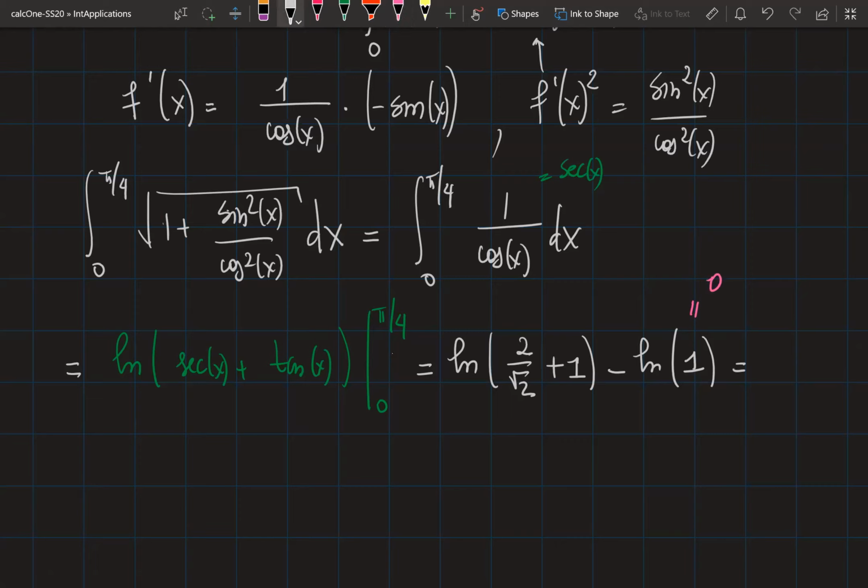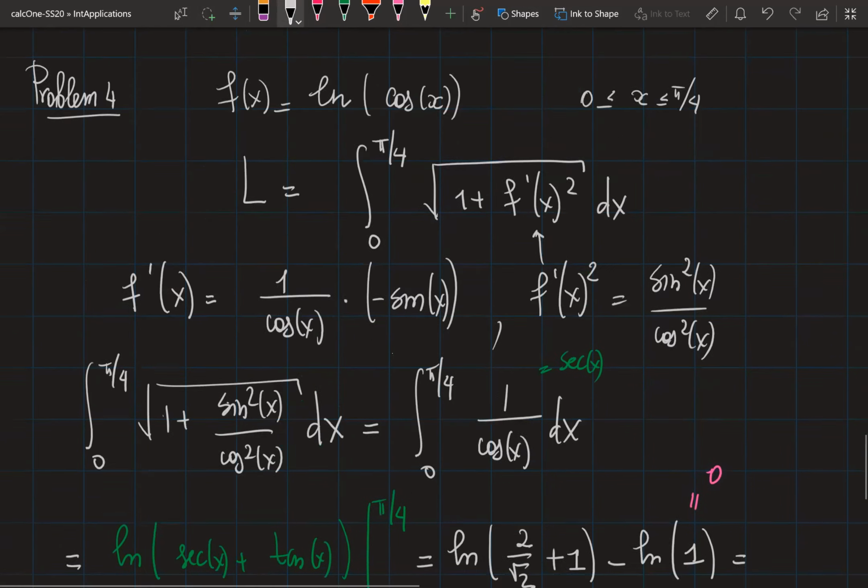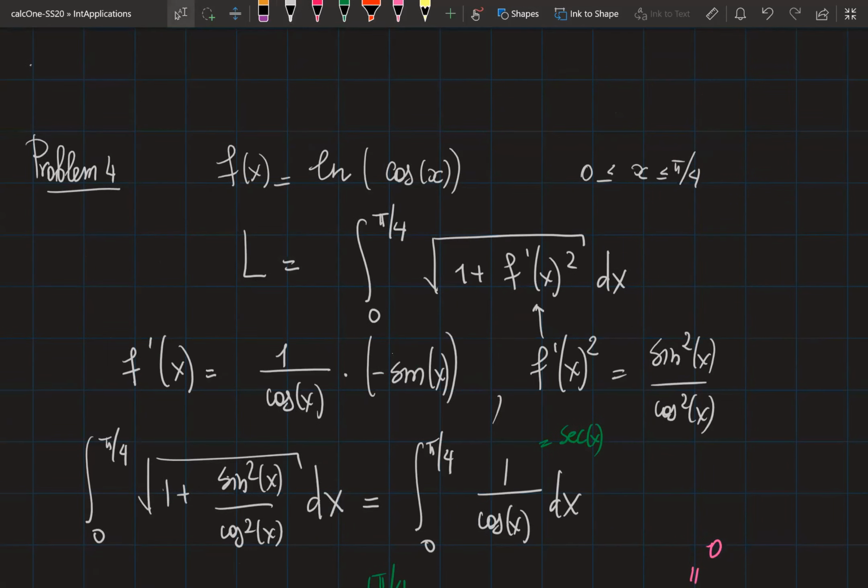And the answer is going to be equal to the ln of 2 over square root of 2 plus 1. So this is the length of the curve, and this was our last example of finding the lengths of functions using integrations.